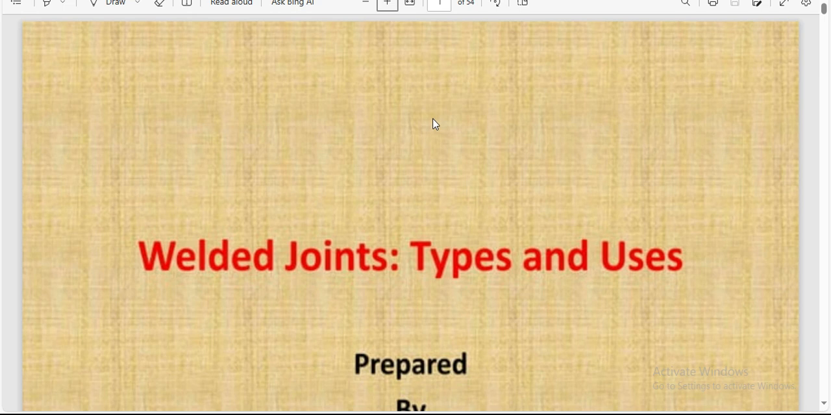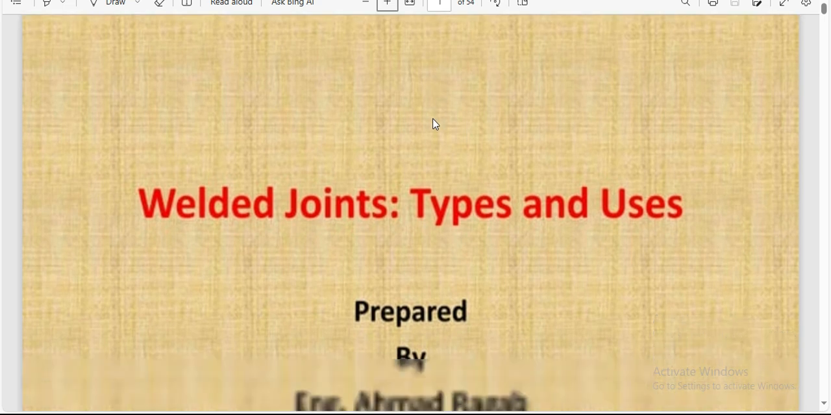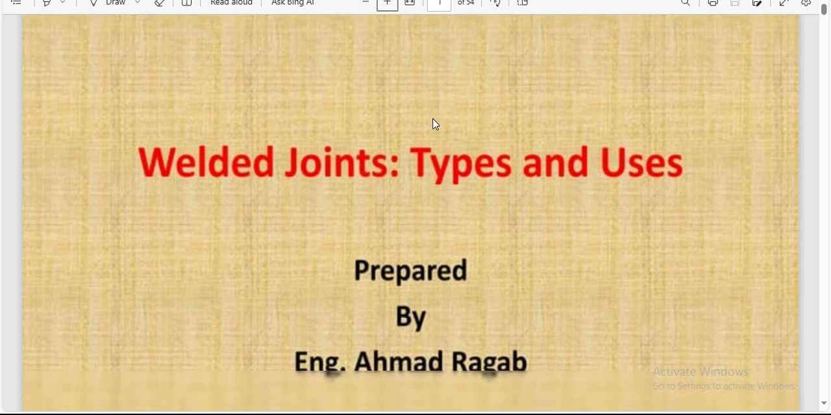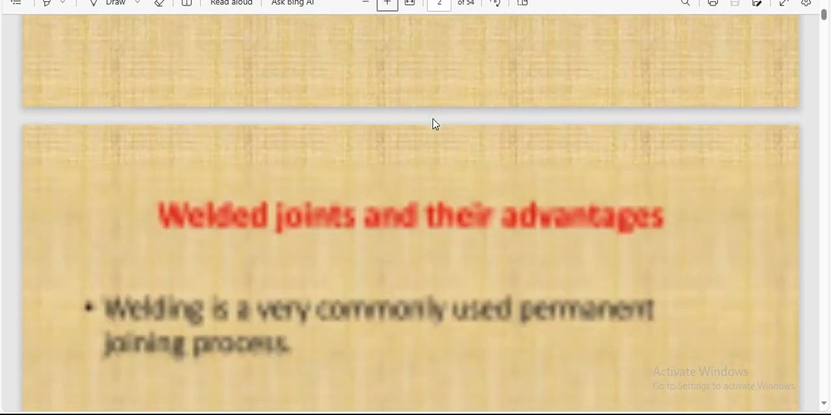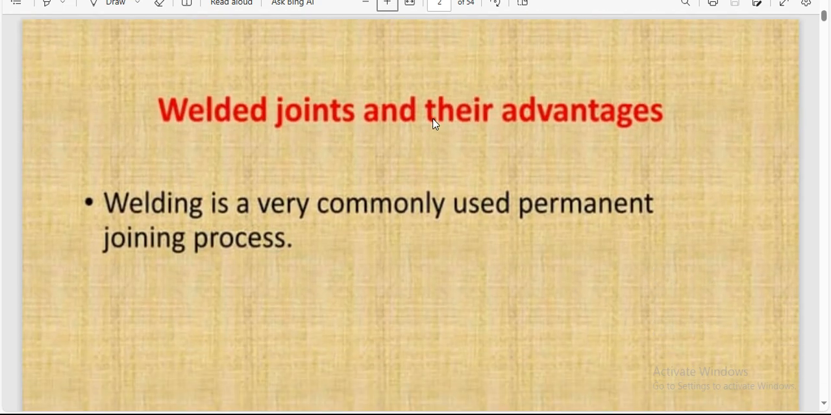Okay, today we will see some mechanical joining processes. The basic mechanical joining processes are known as welding processes. We will see some types of welding and their advantages, also the ways of joining. Welded joints and their advantages.